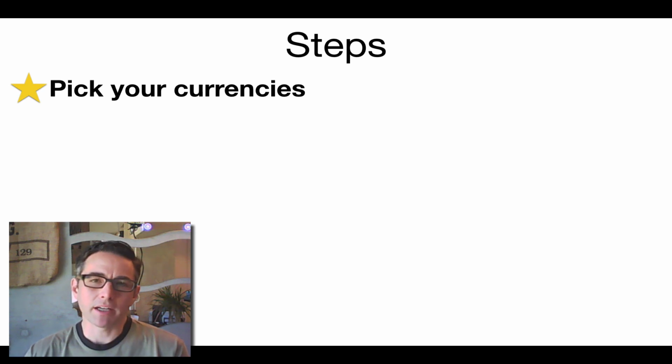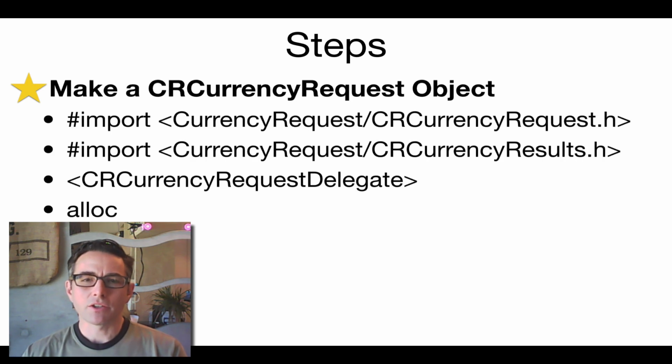All right, now we're going to add the part that's the most code heavy, which is where we go out and connect our application to the internet. To do that, we're going to need to make a CurrencyRequest object. This request object is going to be used to capture the results of the current currency valuations. We need to import two files, the request and the results header file. We also need to add the CurrencyRequest delegate as an interface to our view controller so that we know our class implements a delegate function. And we'll use alloc and init to create a new request object. So let's do that.